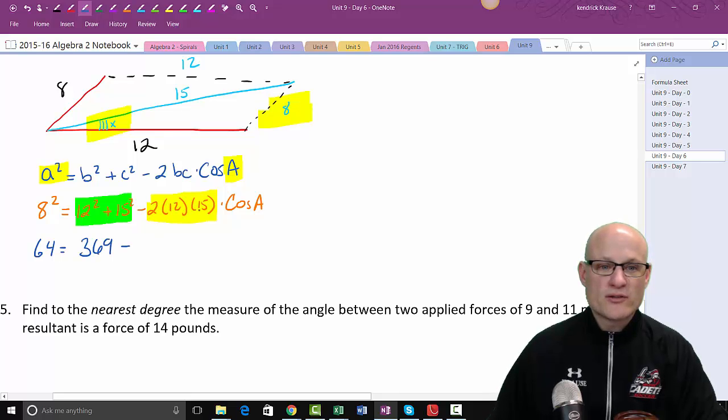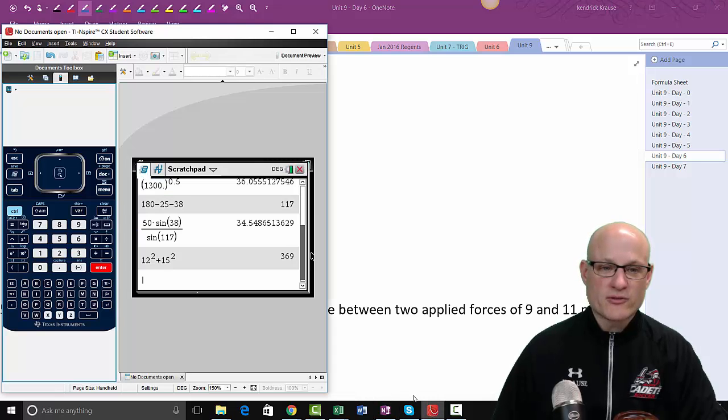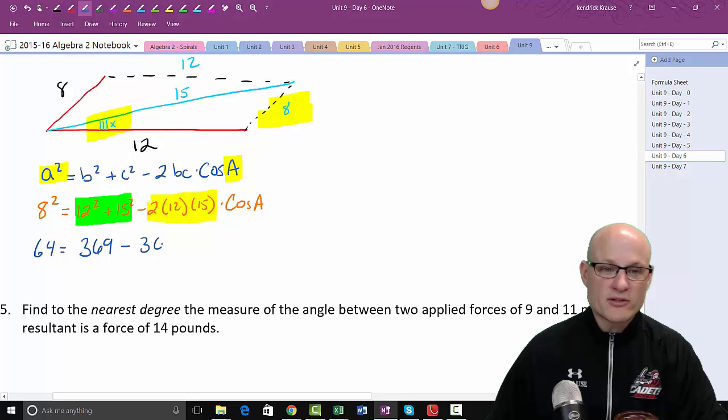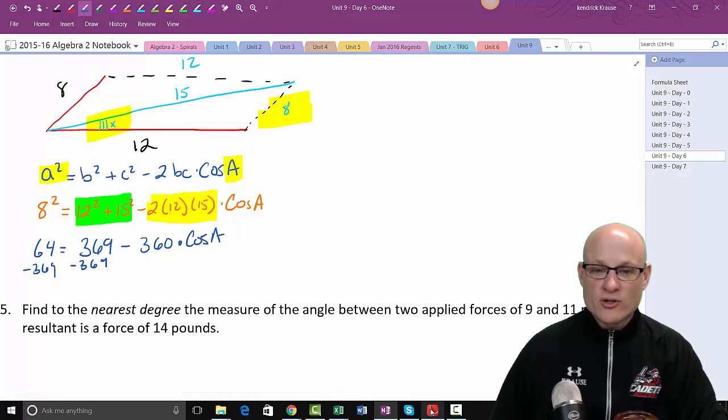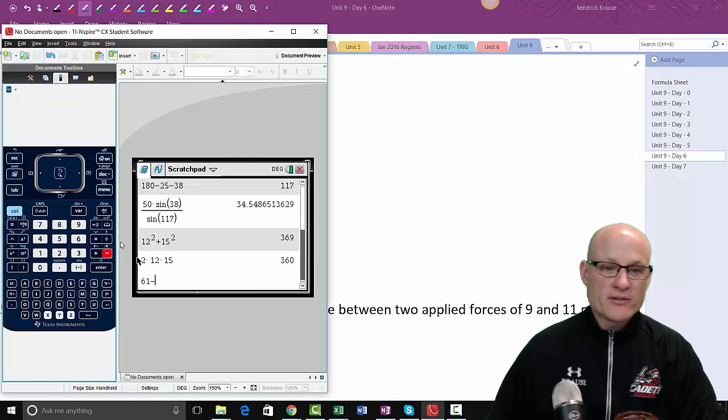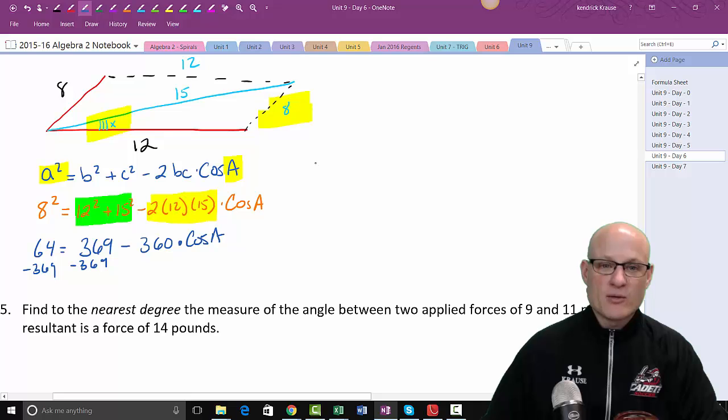Minus 2 times 12 times 15. I think it's 360, but let me just make sure. It should be 360. Minus 360 times the cosine of A. Again, do not put these together. This needs to come over. So 64 minus 369 is equal to negative 308. So I end up with negative 308 equals negative 360 times the cosine of A.